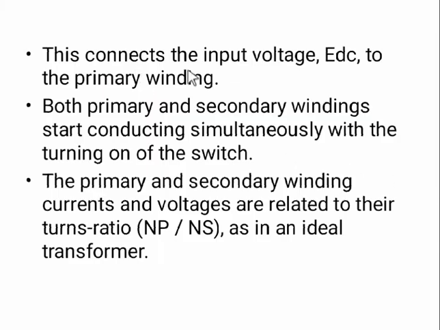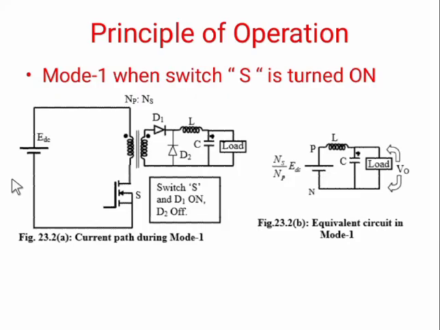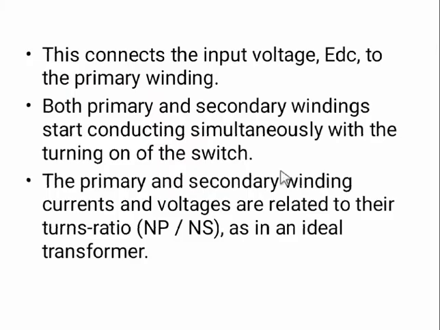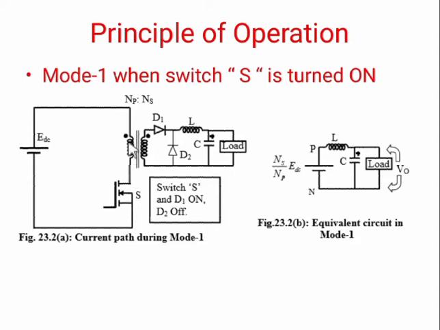So this connects the input voltage EDC to the primary winding. That means switch S connects the input supply EDC to the primary winding. Both the primary and secondary windings start conducting simultaneously with the turning on of the switch. So when switch S is on, both windings start conducting. That means current flows through both windings.